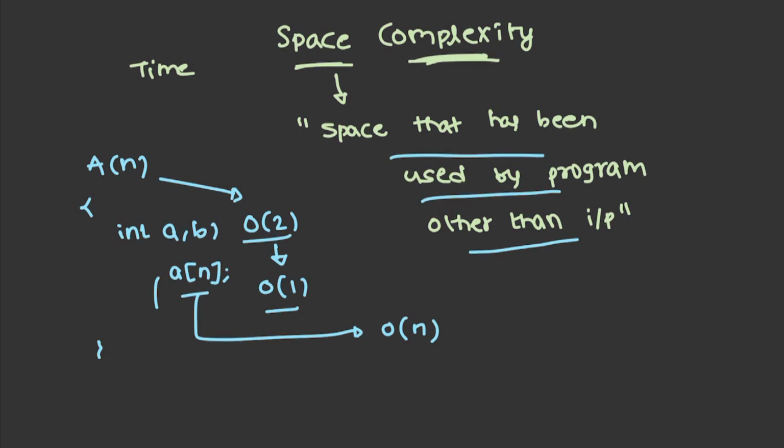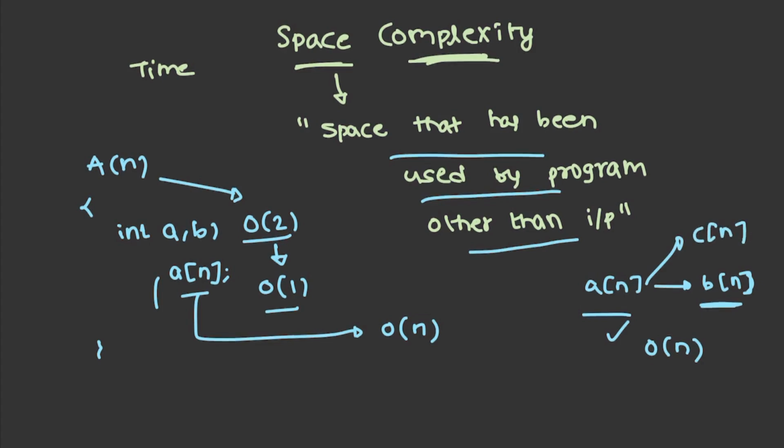If you are trying to copy an array A[n] to an array B[n], A[n] is actually the input that has been provided, but B[n] is the extra array that you need to create the memory for. So the space complexity in this example will be order of n. And if you are copying it into two arrays, let's say B[n] and C[n], then the space complexity will be equivalent to order of 2n.